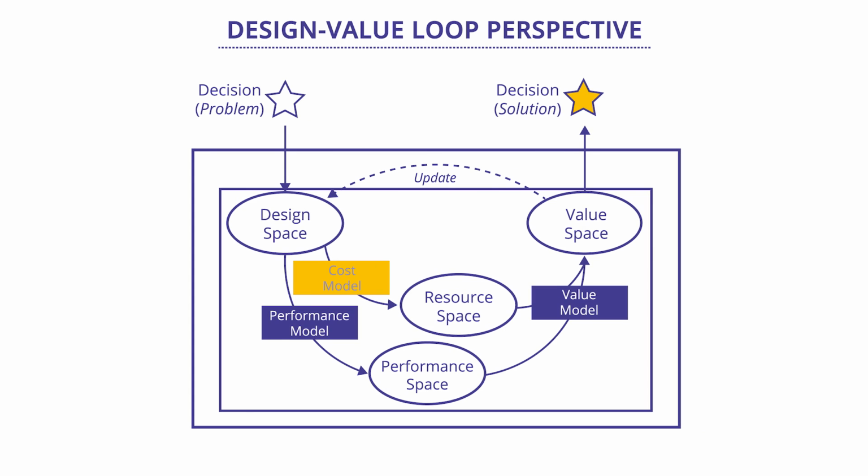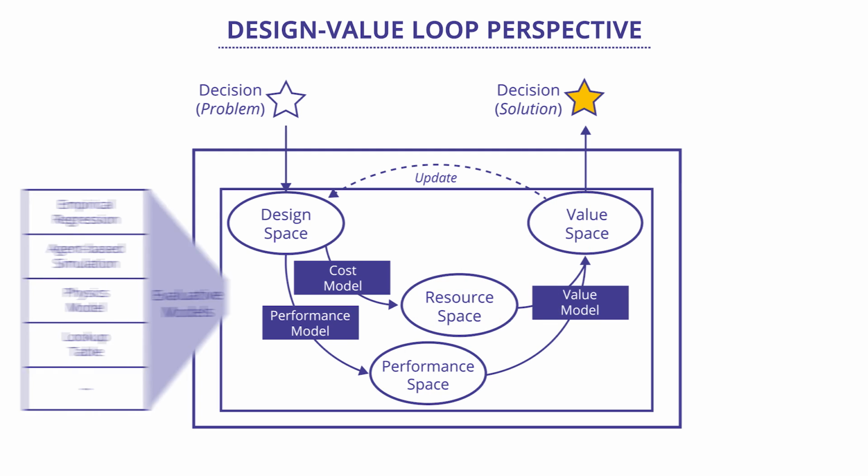The first, cost models, transform our design variables into resource attributes. Second, we have performance models, which transform our design variables into performance attributes. And lastly, we have our value models, which take our resource attributes and our performance attributes and transform them to measures of satisfaction. Could be, for example, utility.